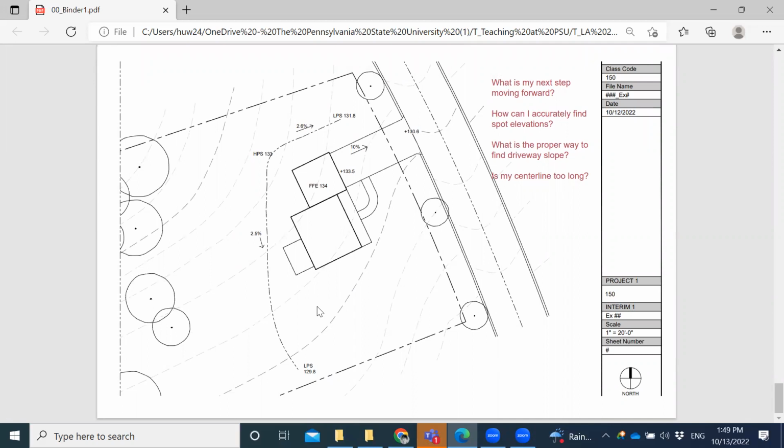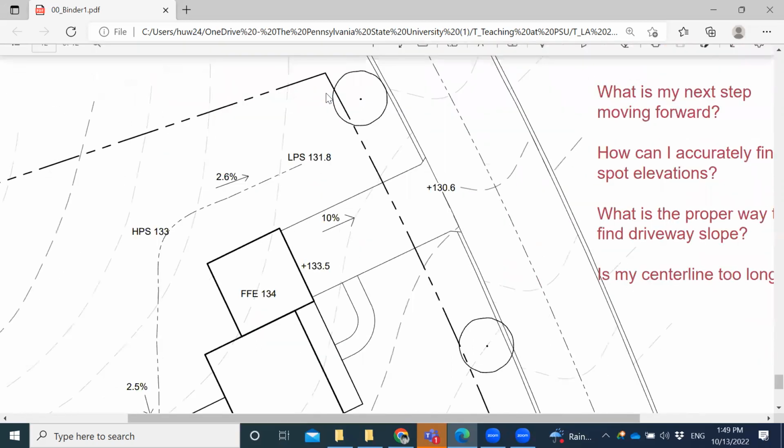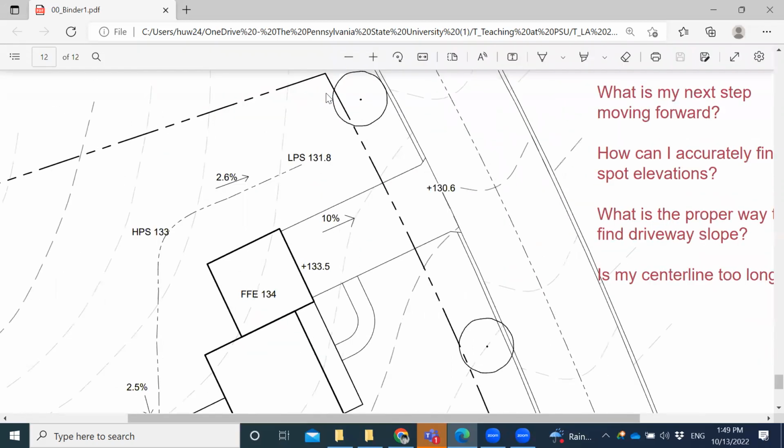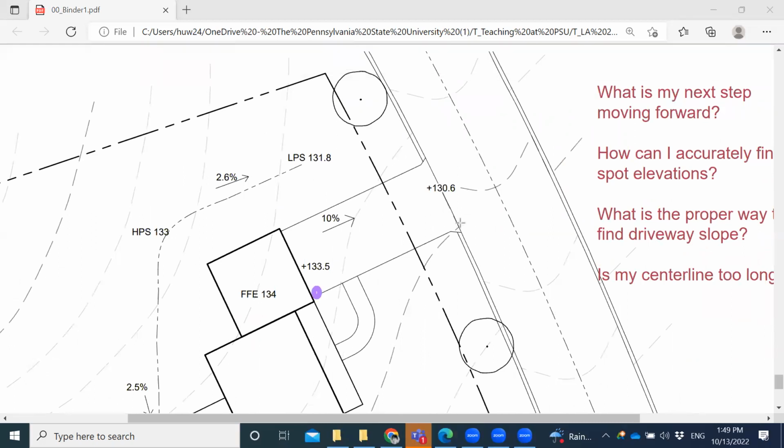129.8, 2.5, 133, 2.6, 131.8, 134. Yeah, I would give the same advice. We need to check what these spots are. And then keep in mind the 15 feet. And there should not be a 0.5 addition to the entrance elevations for the garage.